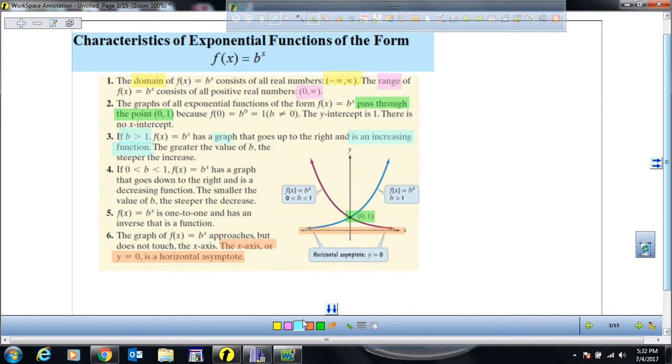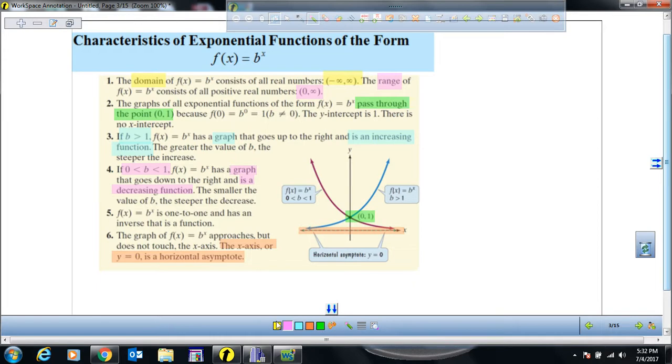Okay? Now, what happens if the base is less than 1? When I say less than 1, I mean between 0 and 1, which means a fraction. Like the example we just worked on, it was 1/2 as a base. So, if the base is between 0 and 1, then the graph is a decreasing function, meaning that it goes down from left to right.